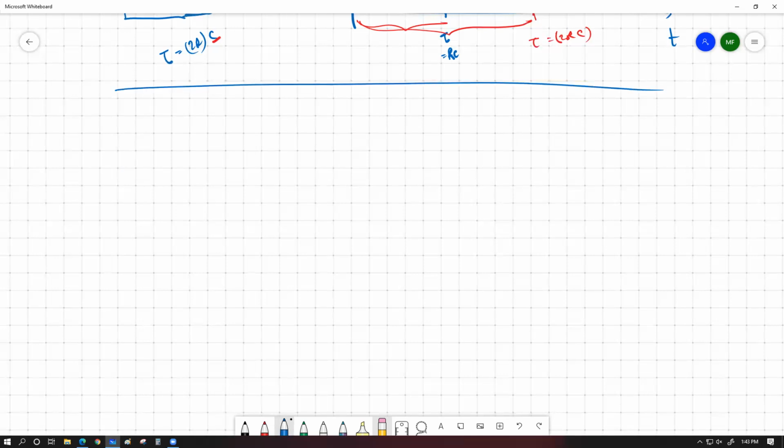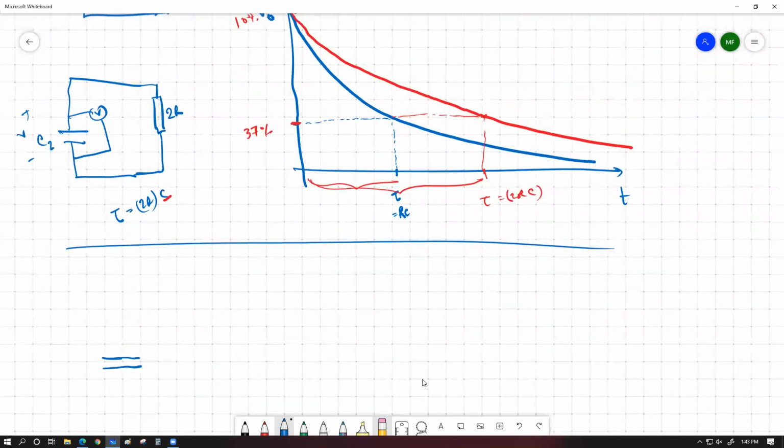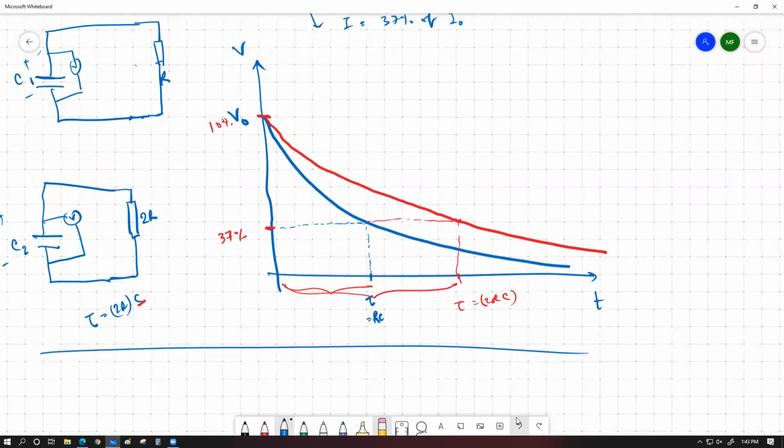So let me try to draw another circuit, another setup. Let's say we have two capacitors. Oh, by the way, one thing I would like to mention before I move on from this curve is that the charge stored in a capacitor is given by Q equals CV. This is the amount of charge stored for a certain capacitor. In this case, we consider the capacitance to be equal for both circuits, and the initial charging voltage was also the same, which means at t equals 0, both capacitors will have the same amount of charge as well.